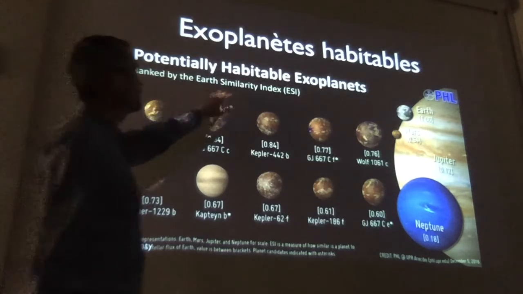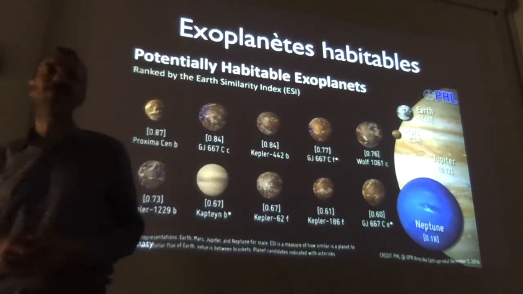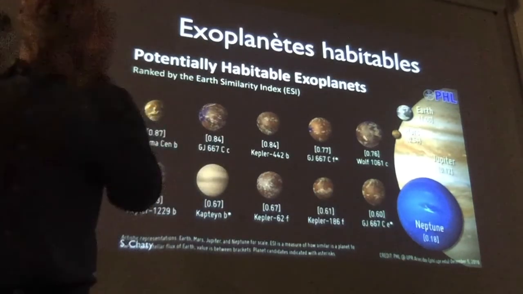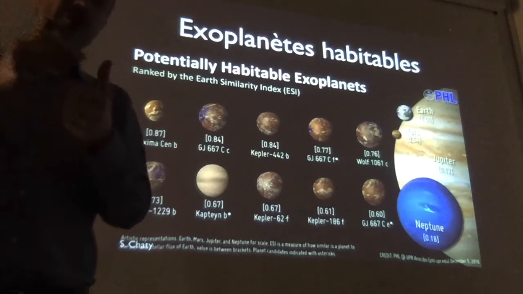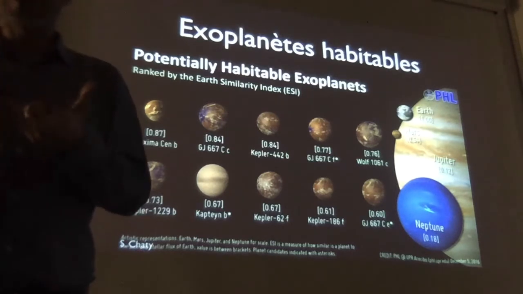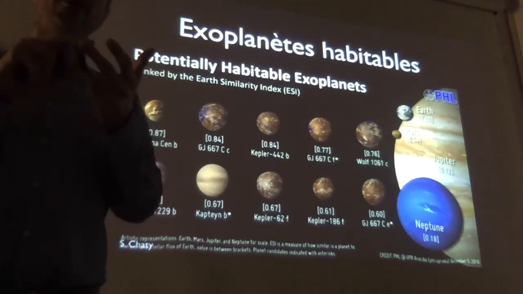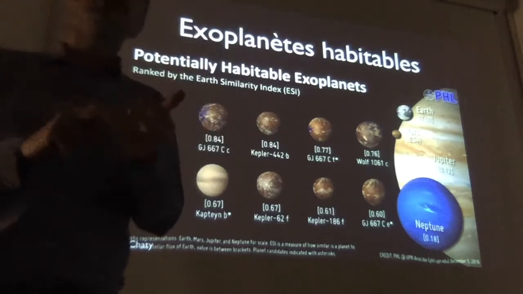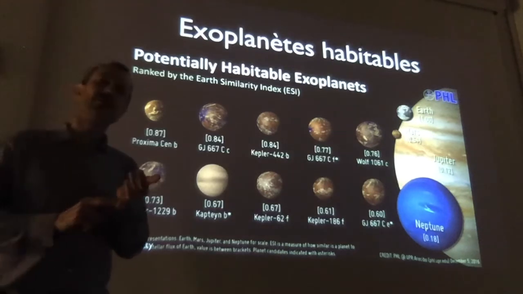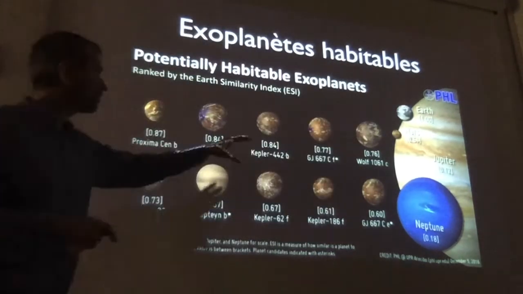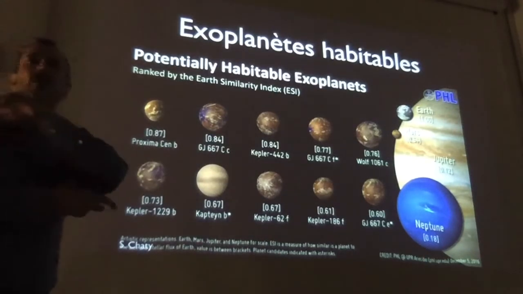I didn't really mention this, but the Earth Similarity Index is very controversial and based on many parameters. Parameters are the stellar flux, the cosmic rays coming from the star, the greenhouse effect, the radius, mass, etc., and the presence of an atmosphere. So there are many things entering this, but again it's very controversial.